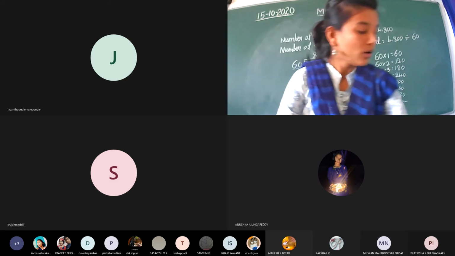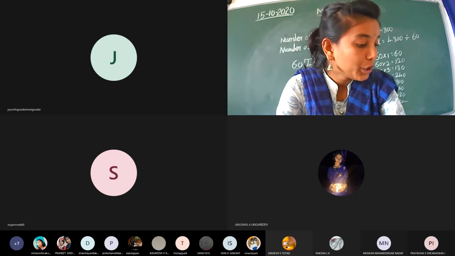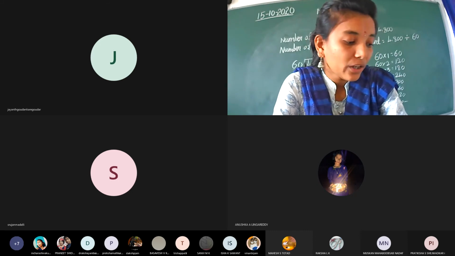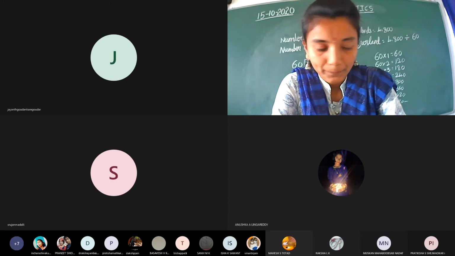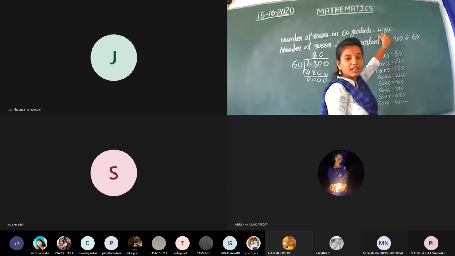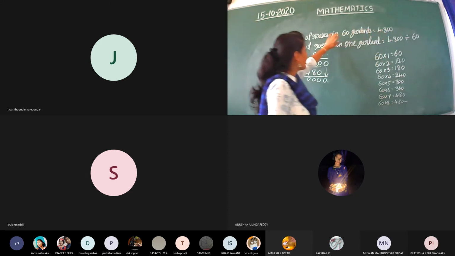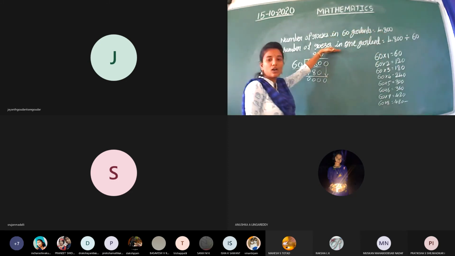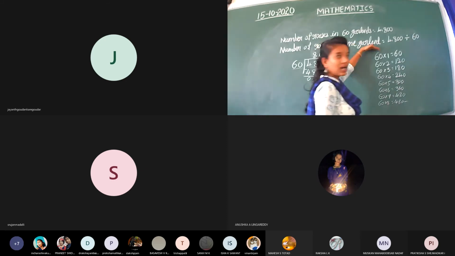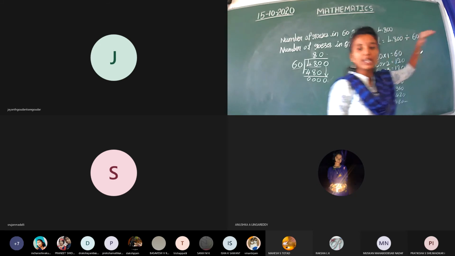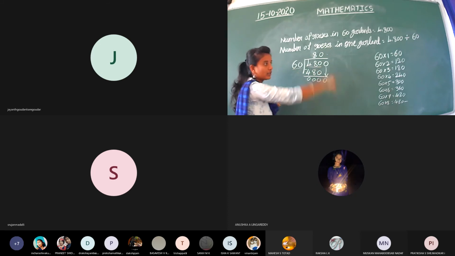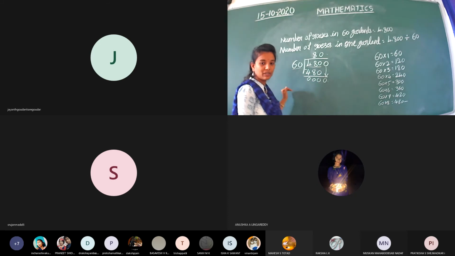See here, question. 4,800 roses are used to make 60 garlands. How many roses are there in one garland? Total number of roses is 4,800. Then we want to find out how many flowers each garland contains. So the number of roses in one garland is equal to 4,800 divided by 60. Write down, recall the tables or write the multiplication.